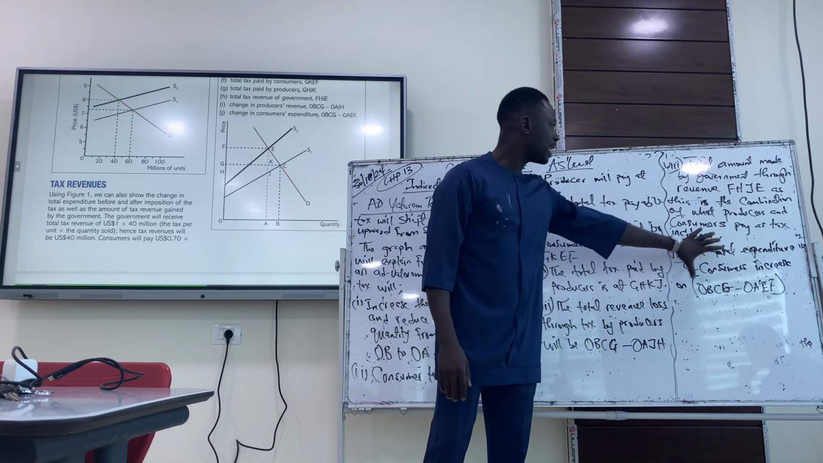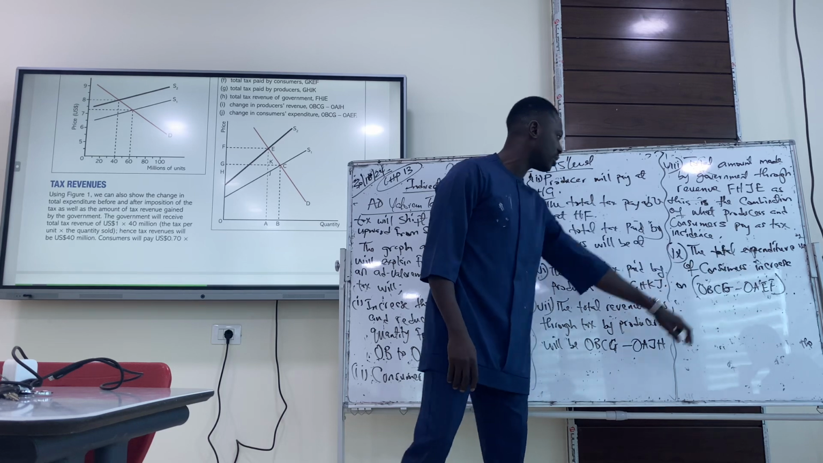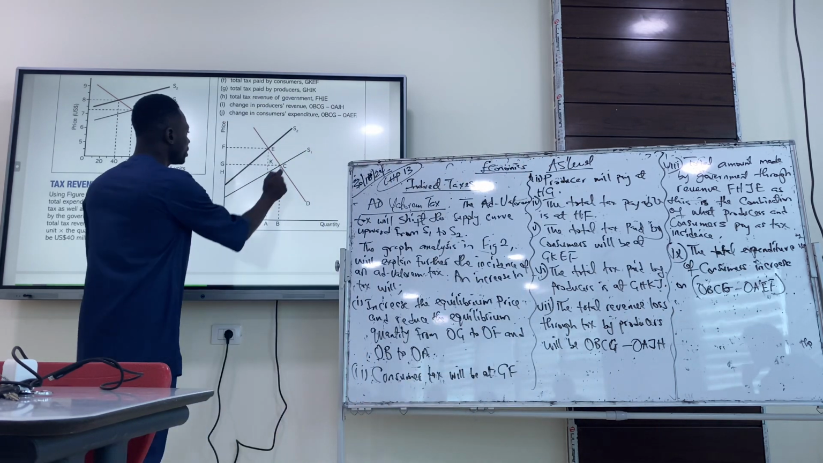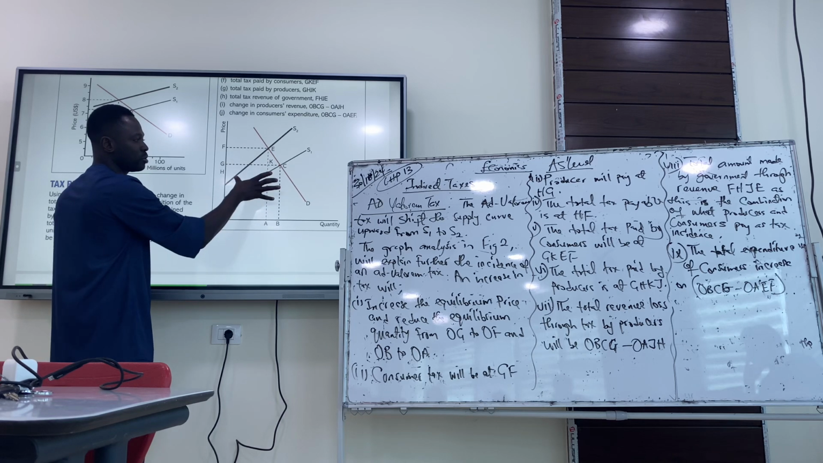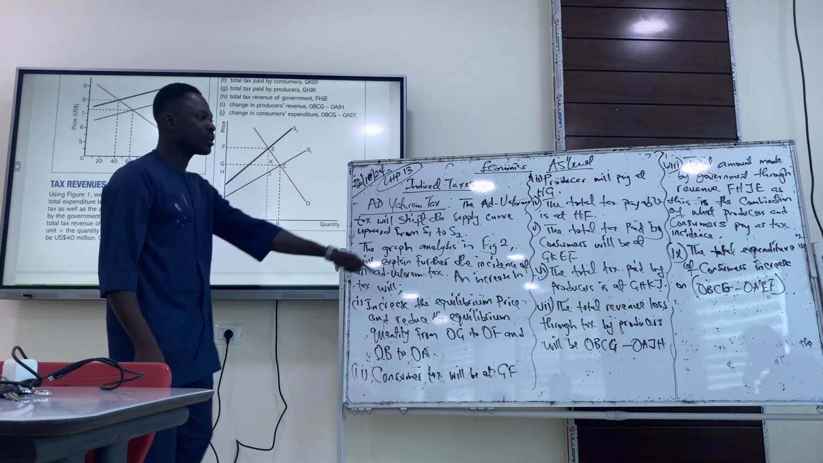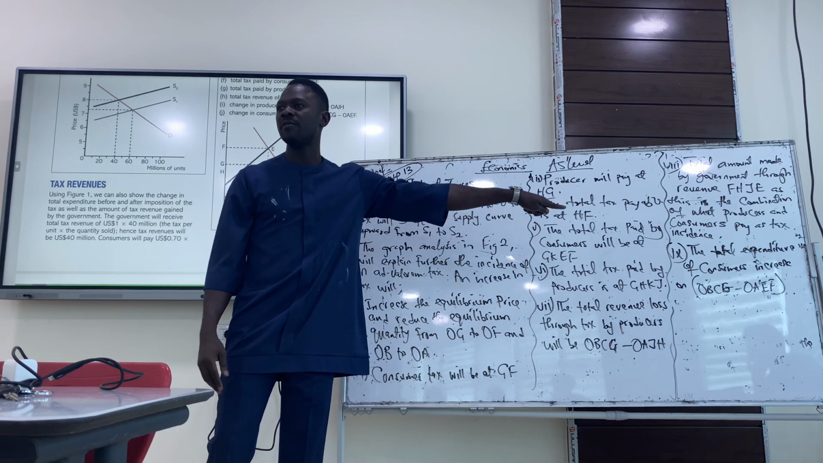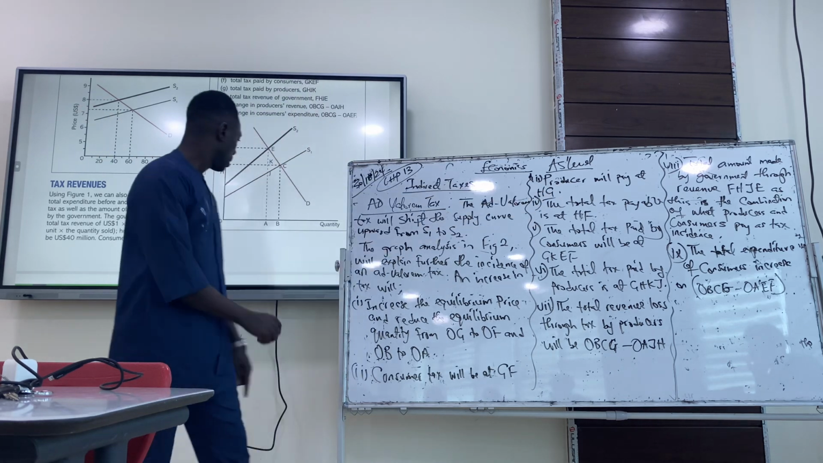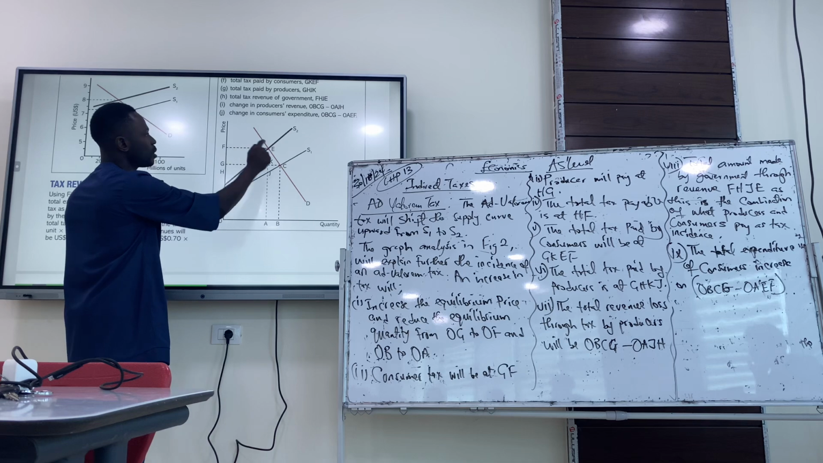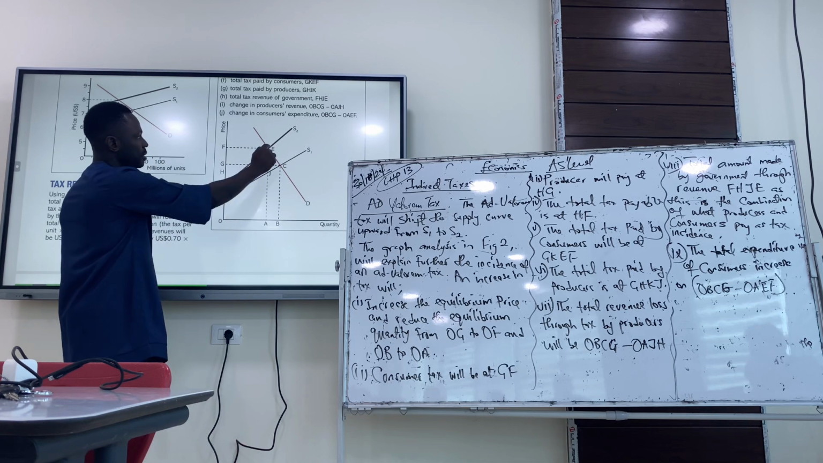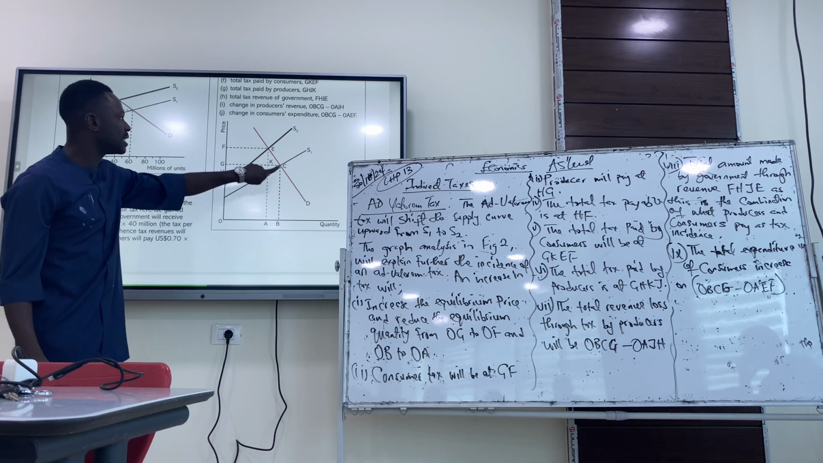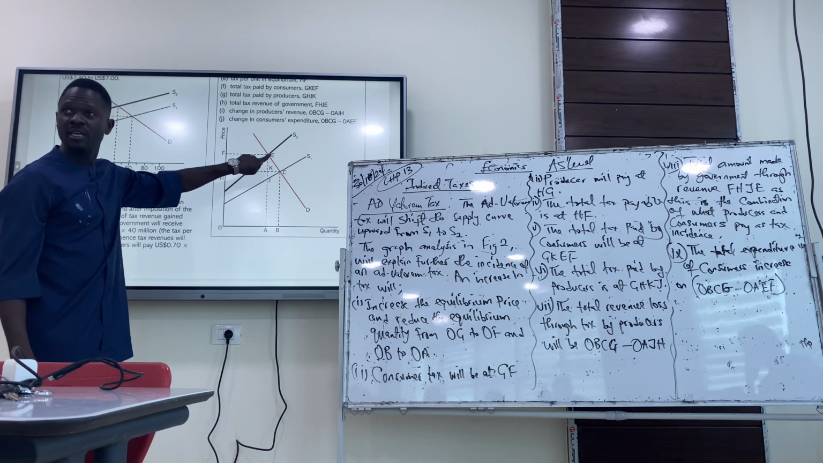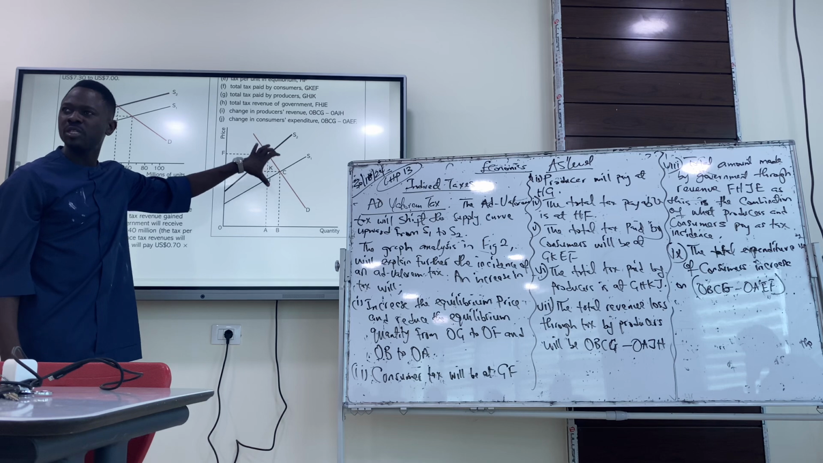Yes. Then the total expenditure for consumers is OBCG. This is the demand curve. OBCG is the total expenditure for consumers. This is what they are supposed to pay. But now they're going to pay OAEF. Put your hand up, please. O, A, E, F. This is what consumers are going to pay finally. There's upward movement in the demand curve from C to E. This implies what consumers will pay because of the tax.